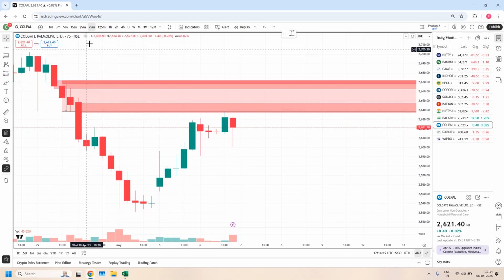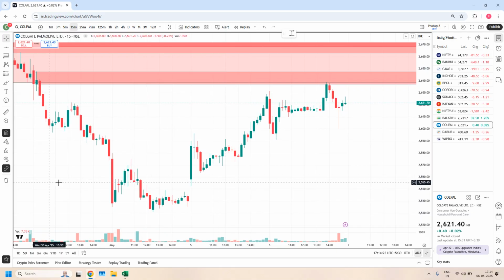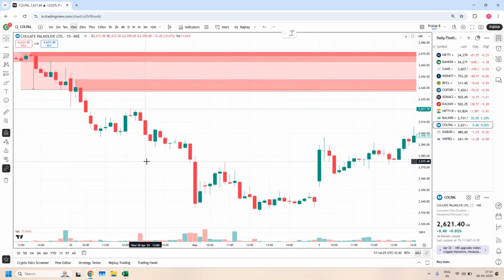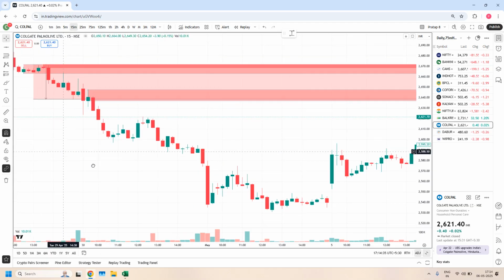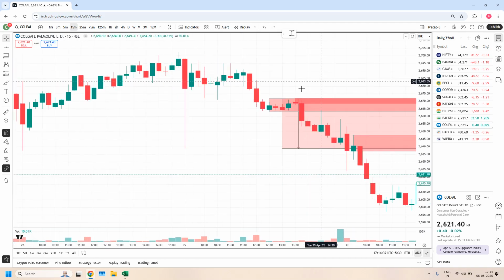Now let's fine-tune with the 15 minute time frame. Go to the 15 minute time frame. See here in the 15 minutes, you have a drop candle, a base candle, a drop and follow-through candles. Prices came sharply, so that's why I have drawn this zone here. And also here, if you observe, you have a drop candle, then 1, 2, 3, 4, 5, 6 base candles and a drop candle.